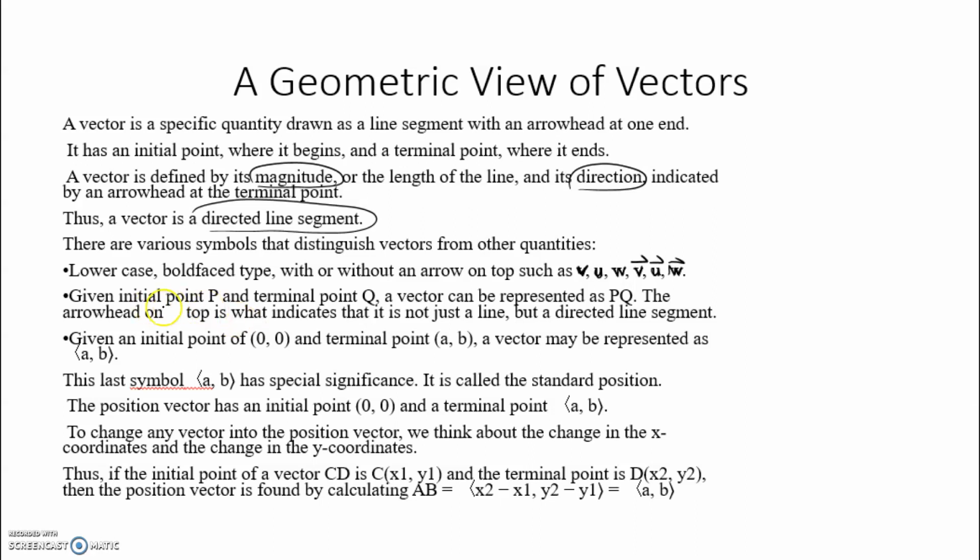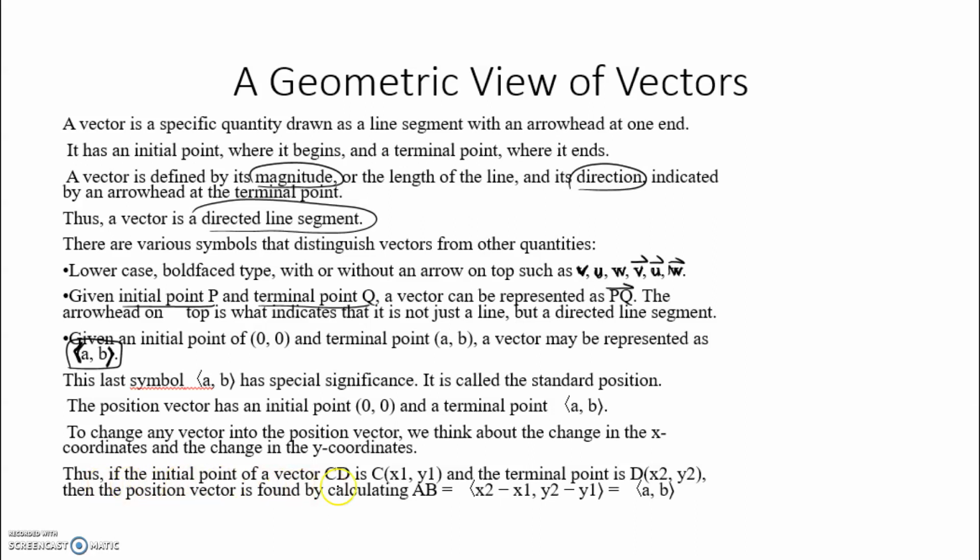If your vector has an initial point P and a terminal point Q, a vector can be represented as PQ, and you would have a little arrow on top of that. That little arrowhead is what says that this is not a line segment, this is actually a directed line segment, which is the same thing as saying this is a vector. Also, if you have these symbols right here, where they're not just parentheses but they have a point to them, that is also saying this is a vector.